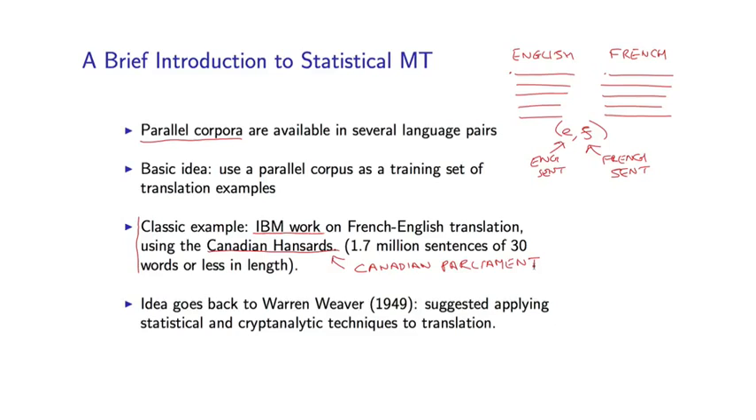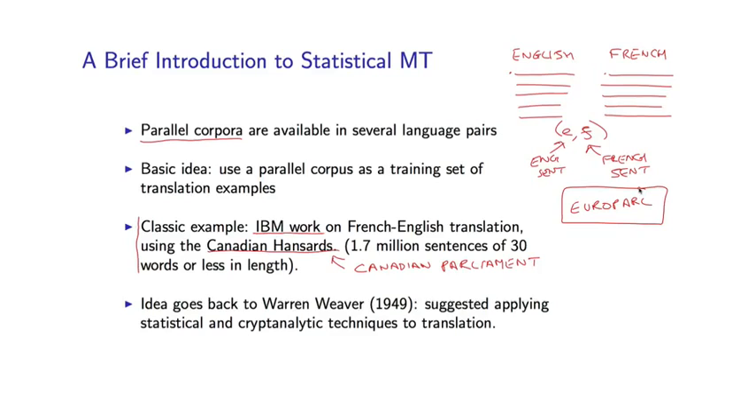But many other language pairs have these resources. For example, the Europarl corpus is a corpus drawn from the European Parliament, and it contains, I think, 15 or 20 European languages, where again we have translations into all of these different languages simultaneously.